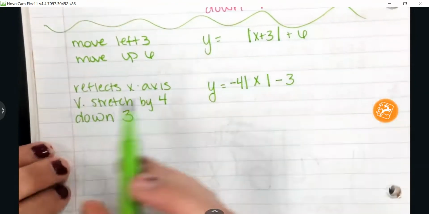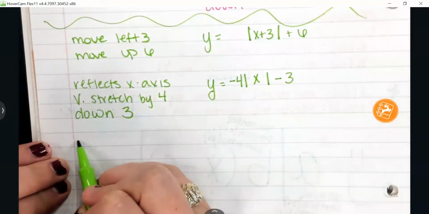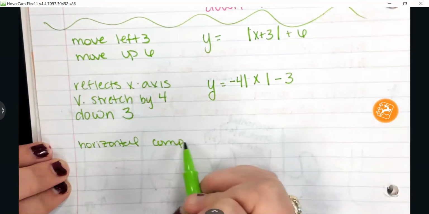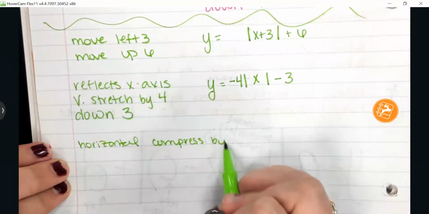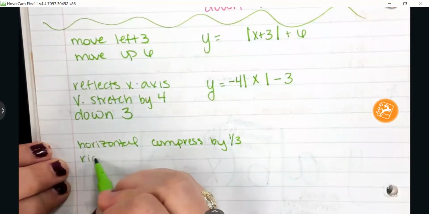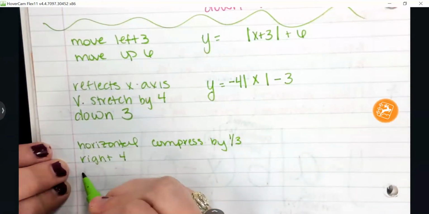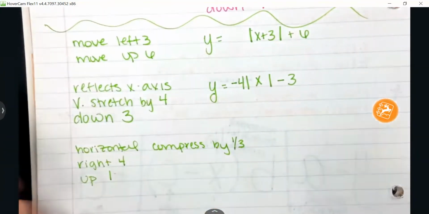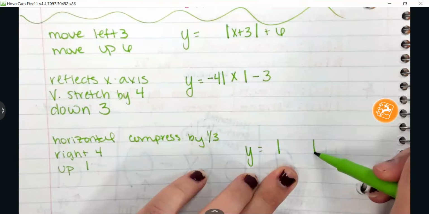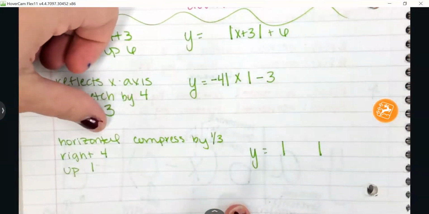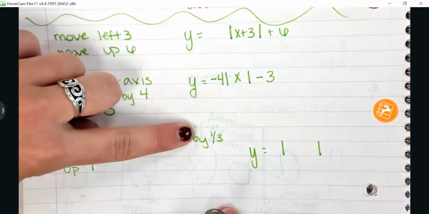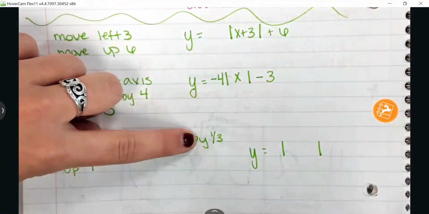We're going to try one more. I'm going to say it's a horizontal compress by 1/3. It's going to move right 4, and it's going to move up 1. Draw your skeleton. Horizontal. Ooh, inside or outside? Inside. If it's inside, should it be a 1/3 or a 3? It should be a 3.